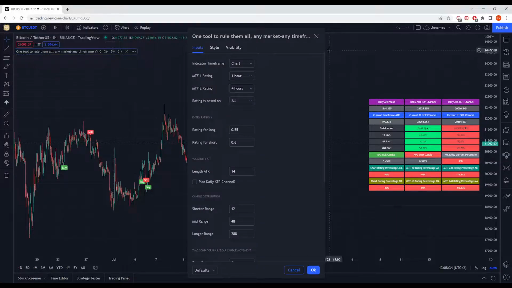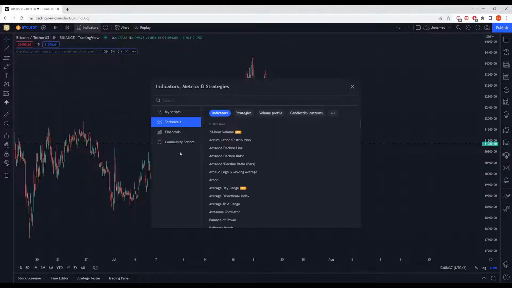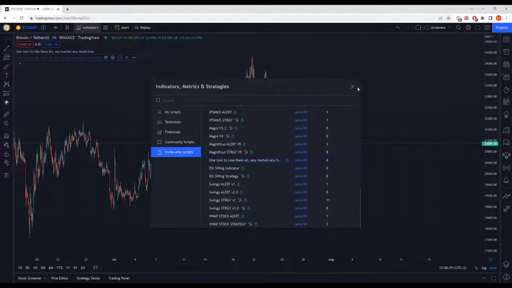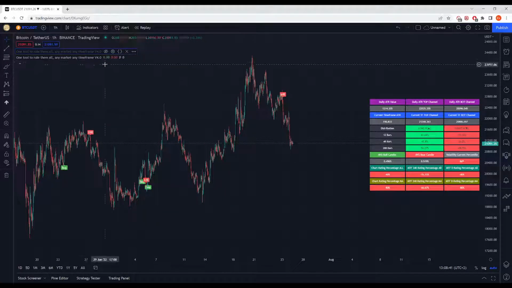I have already included it, so once you go, for example, to the indicators, invite only, in the one tool to rule them all, it's already going to appear as the fourth version, version 4.